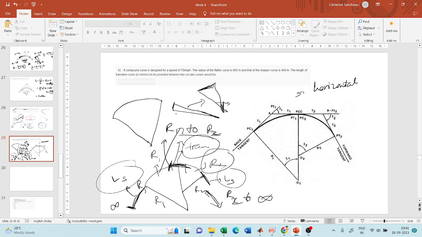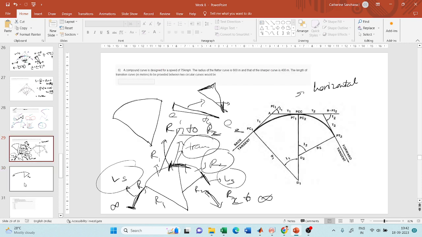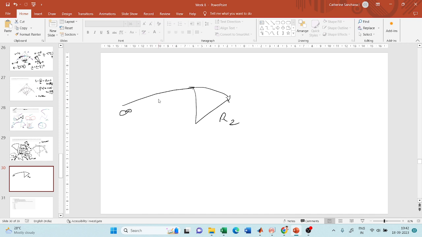Or a super elevation of e1 to super elevation of e2. So in such a case, what you have to do is, let me say, if I have to find out the length of the transition curve for a horizontal curve of r2, let me take it as one curve, there's no other curve of r1. If I have to do this, I have to find out a transition curve for infinity to r2.